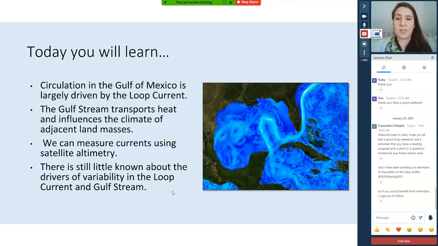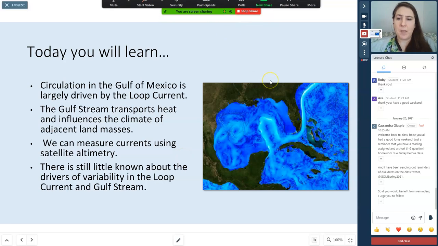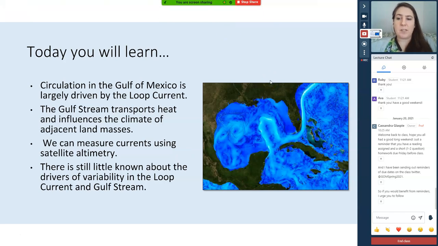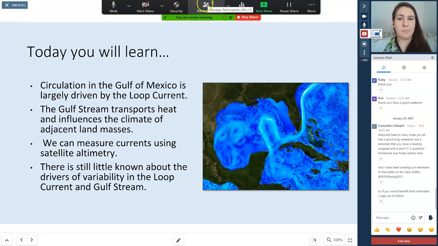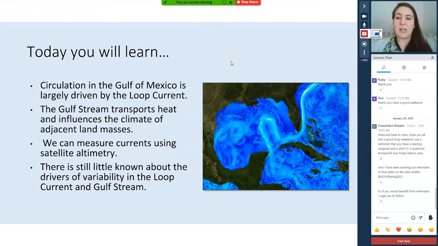The learning goals for today are to understand that circulation in the Gulf of Mexico is largely driven by the loop current. We'll learn what that is. That the Gulf Stream transports heat and influences the climate of adjacent land masses. That we can measure currents using satellite altimetry, and that there's still very little known, or relatively little known, about the drivers of variability in the loop current and the Gulf Stream in general.